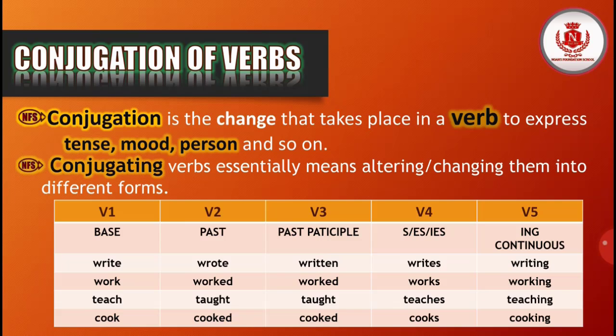Here, as usual, we have verb 1, verb 2, verb 3, verb 4, and verb 5: the base, the past, the simple past or past participle, the S, ES, IES form, and the ING or continuous form. Here I have given you some words for you to refer to. Write is conjugated into wrote in verb 2 and written in verb 3, then writes, writing. Work, worked, worked, works, working. And teach and cook also go the same way.